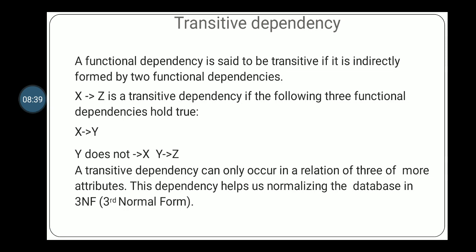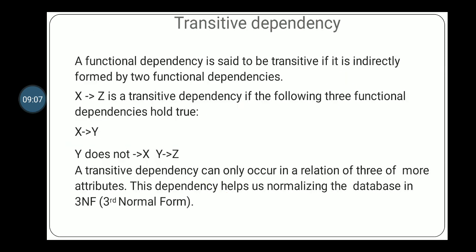What is transitive functional dependency? In transitive functional dependency, we have a set of functional dependencies. From that we can find a new functional dependency, that is called as transitive functional dependency. For example, there are two functional dependencies that already exist: X tends to Y and Y tends to Z. These are the two functional dependencies which are already available.